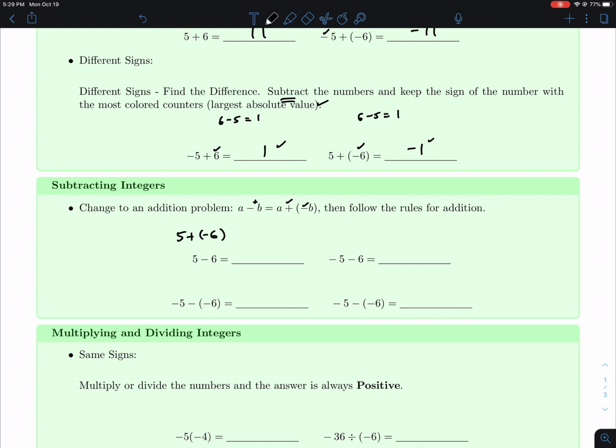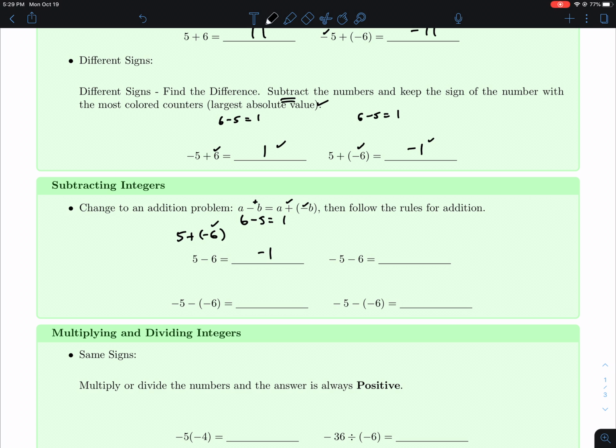So in this case, I'm adding two numbers with different signs, so that means I want to subtract. So 6 minus 5 equals 1. And since my 6 is the bigger number in absolute value, it's going to give the sign of the answer, which in this case will be negative 1.